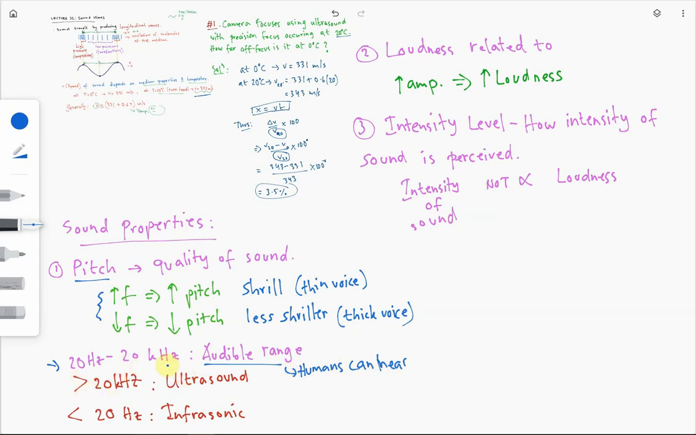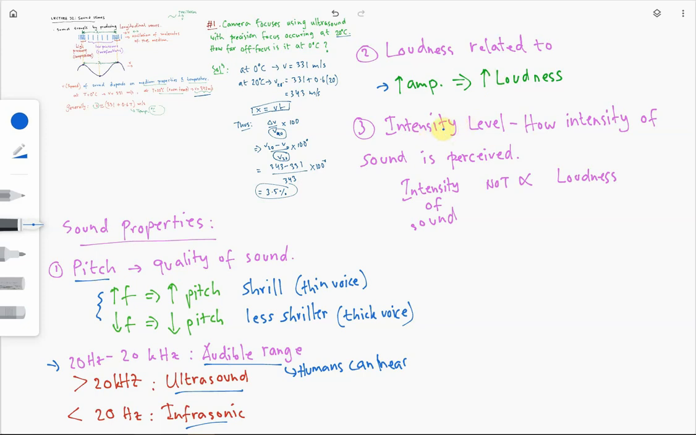Above the upper limit, above 20 kilohertz, all the frequencies are called ultrasonic. This is used by bats to track themselves. And anything below 20 hertz, the lower limit, is called infrasonic. These are not accessible to the human hearing system. The second sound property is loudness. Loudness is related to amplitude. It has no relation to frequency. Higher the amplitude, greater the loudness.